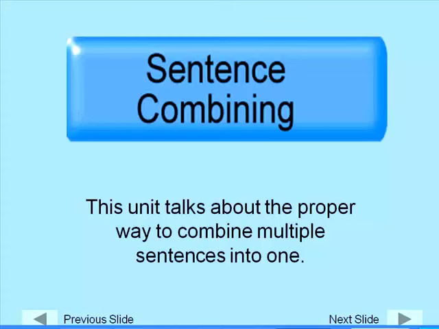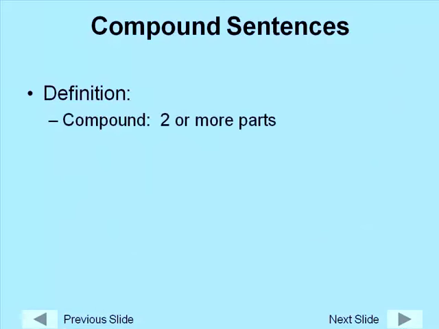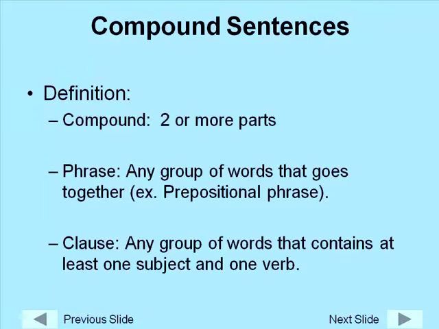To begin with, then, we'll need to talk about what those pieces of sentences are, what the parts are. And so I need to put together a couple of definitions. The first one is the word compound, and the word compound means two or more. If you think about a chemical compound, for example, it's a compound of several chemicals that have been put together. A phrase is any group of words that goes together, but that does not contain a subject and verb. So that's an important distinction there.